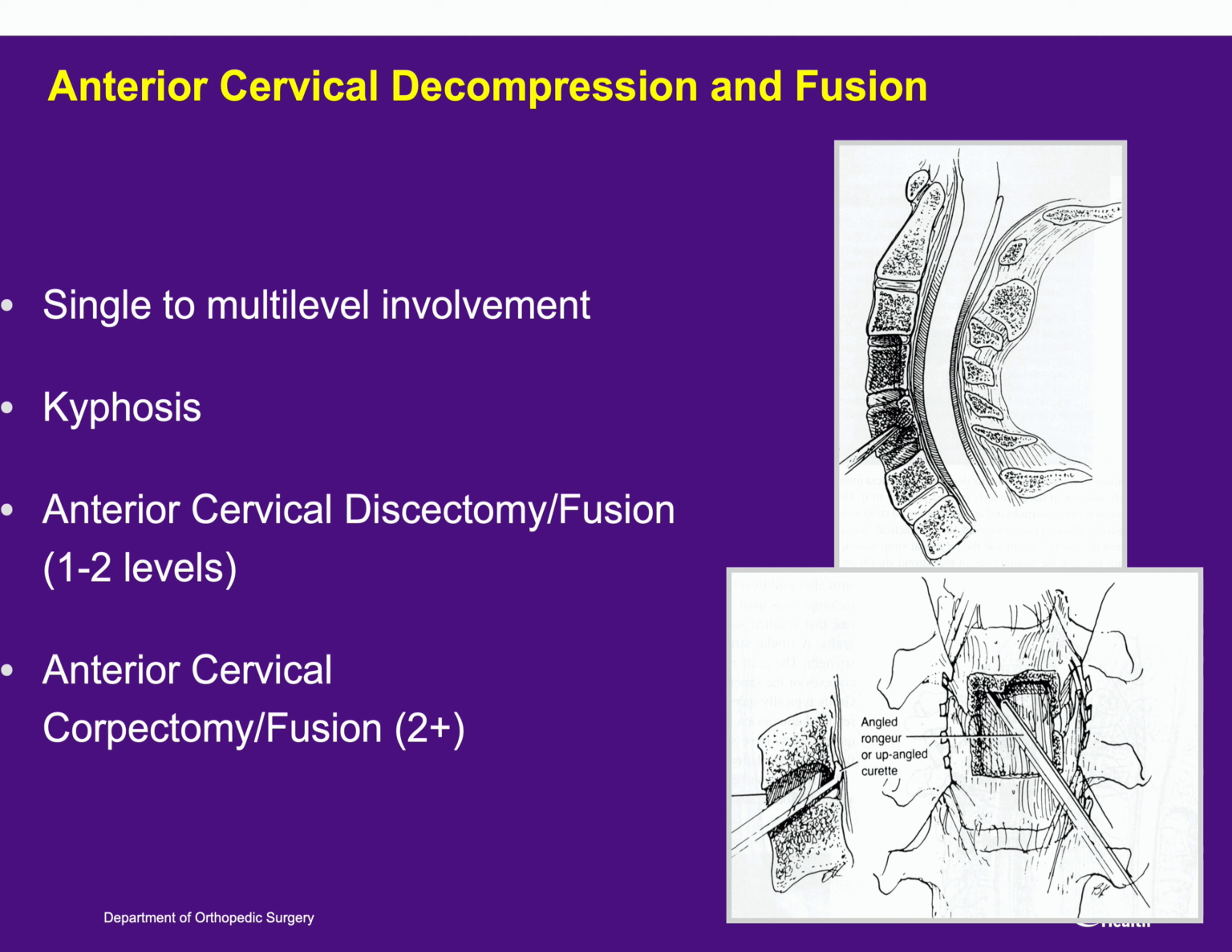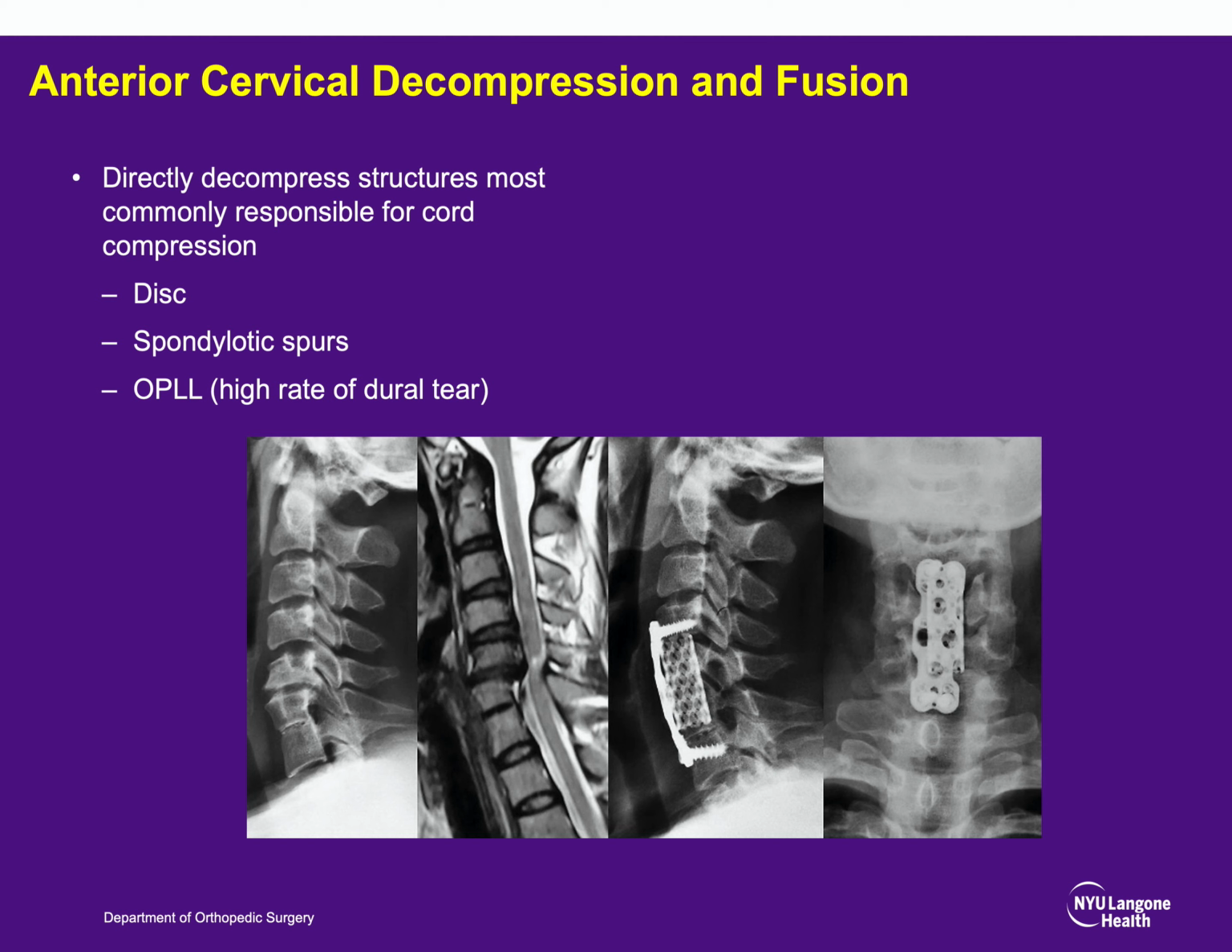Anterior cervical discectomy and fusion is indicated in one to two levels in the absence of any cord compression behind the body. Cervical corpectomy and fusion is indicated in multiple levels and or in cases where there is significant compression behind the vertebral body. The advantage of the anterior approach is that it provides direct decompression of the structures that are most commonly responsible for cord compression. That includes disc, spondylotic spurs, and OPLL.